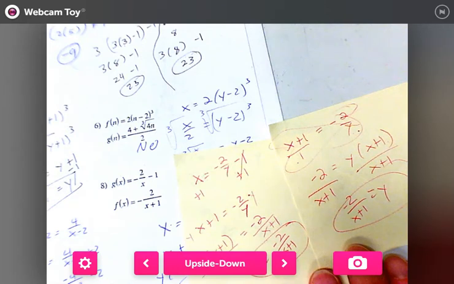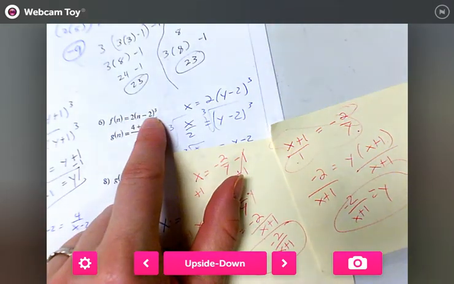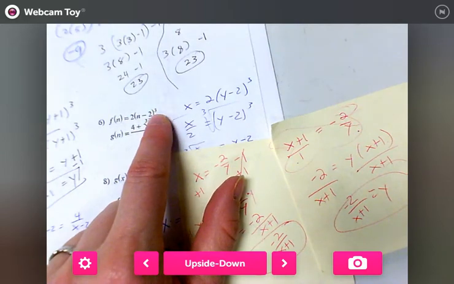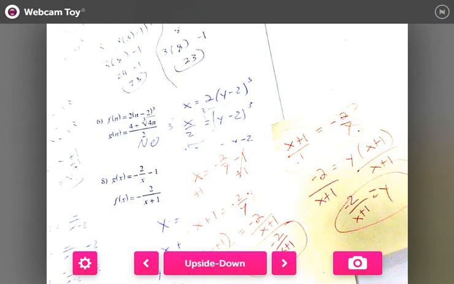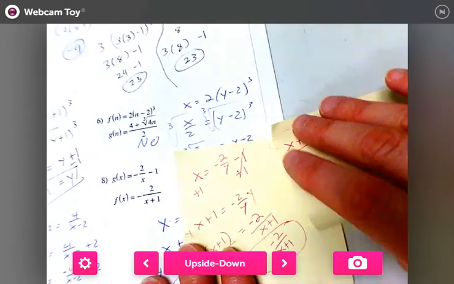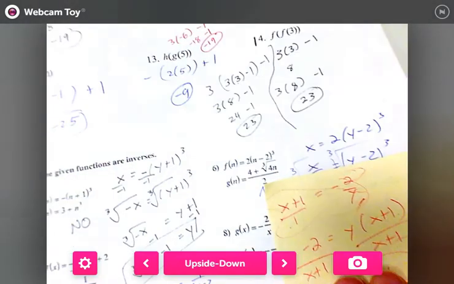Just remember, if you have something on the bottom, divide it. If something is being divided, multiply it. If you have something to the third root, you're going to cube it. Opposite of these things: if they're to the third power, you have to cube root it to get rid of it. If they're being squared, you have to square root it to get rid of it. It's just opposites.